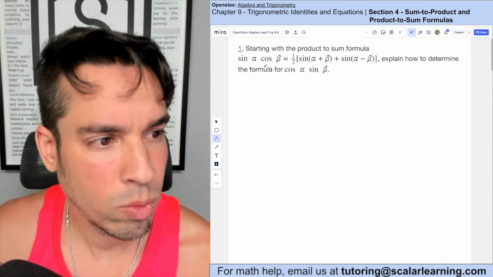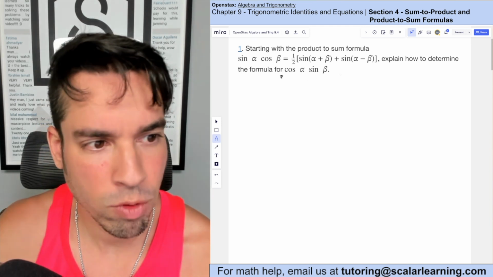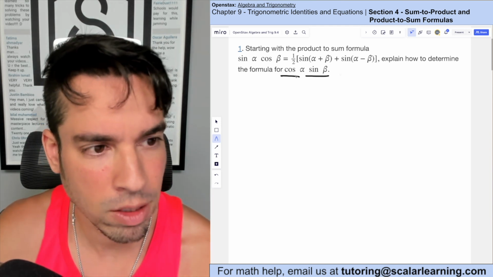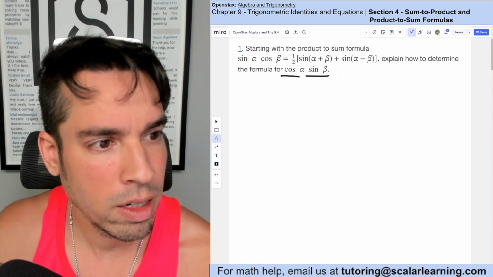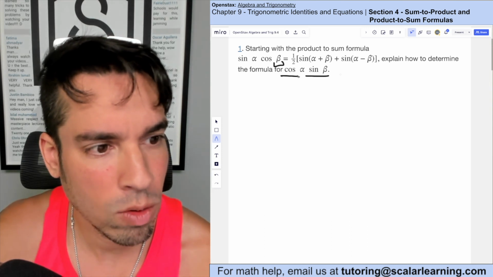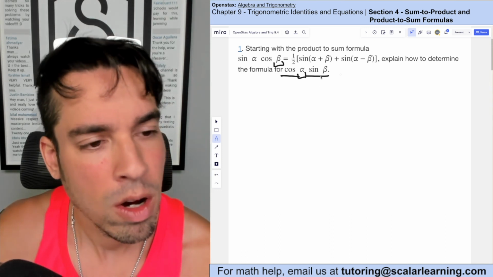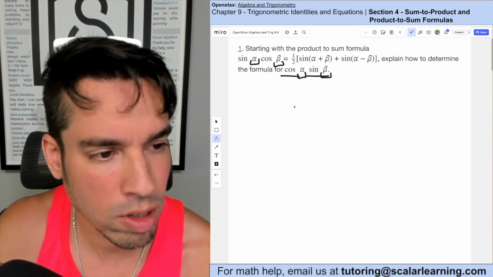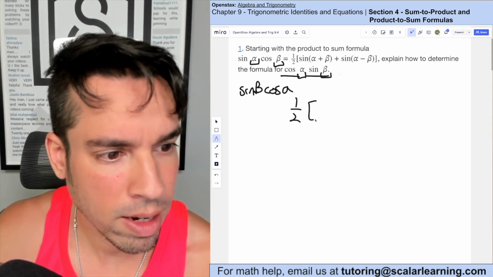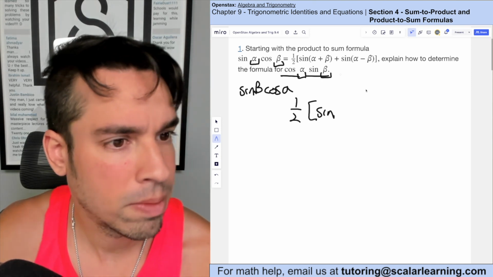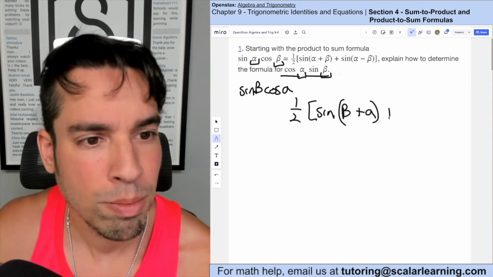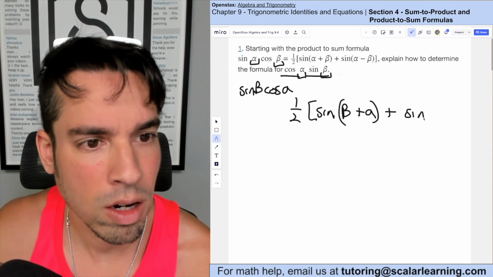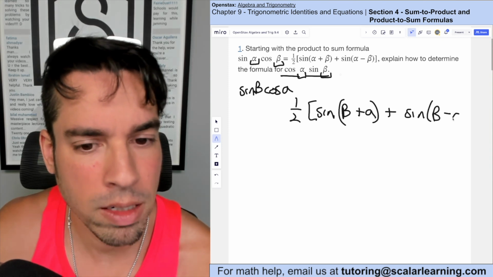So this says, starting with this formula, explain how to determine the formula for cosine A sine B. All we're doing is wherever there's a beta, we're now replacing it with an alpha, and wherever there's an alpha, we're now replacing it with a beta. So let's do that now. So now we've got 1/2, and we've got sine of beta plus alpha plus sine of beta minus alpha.